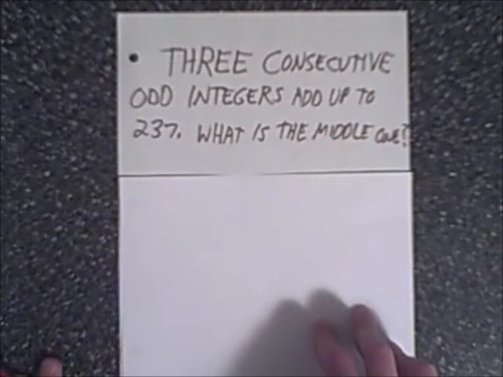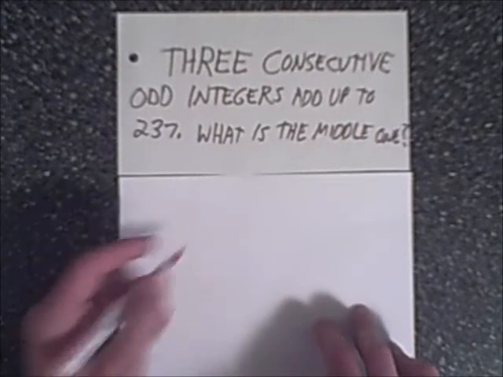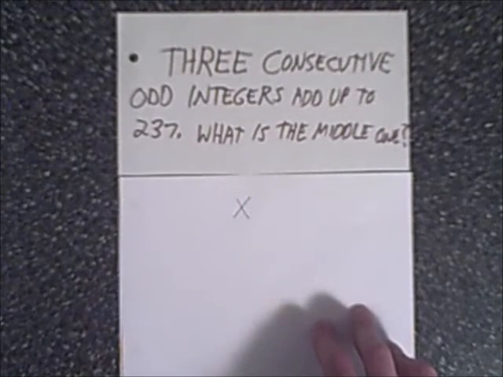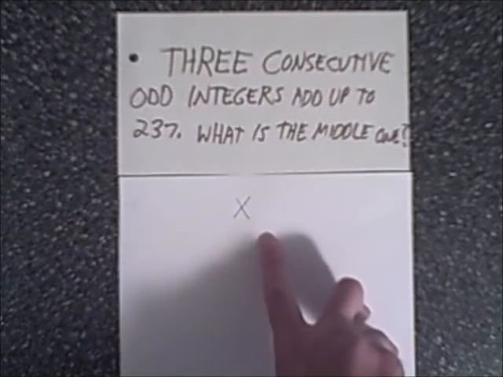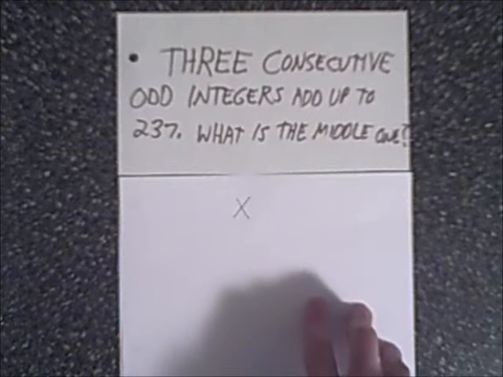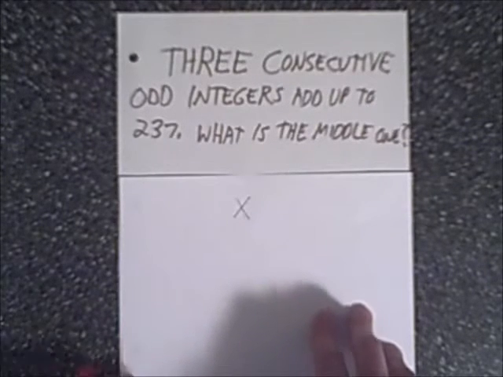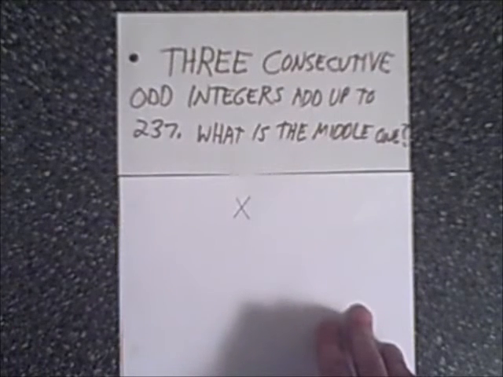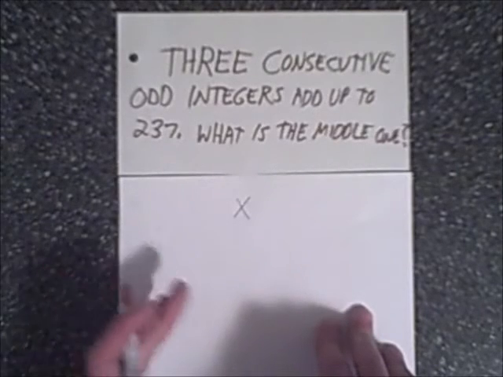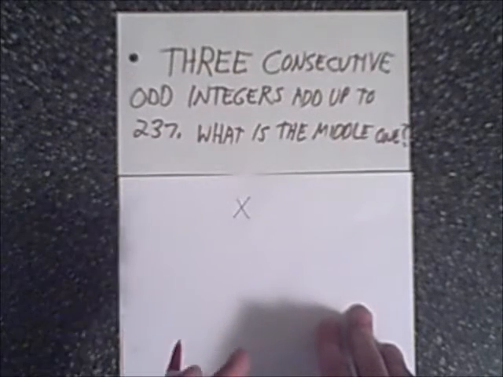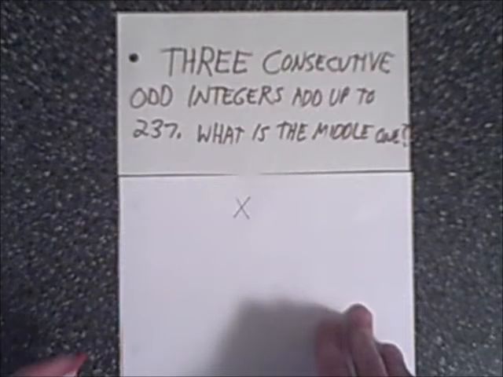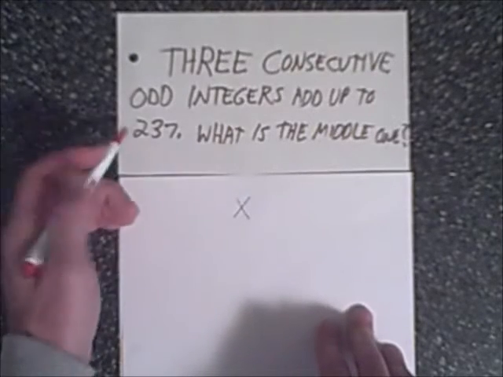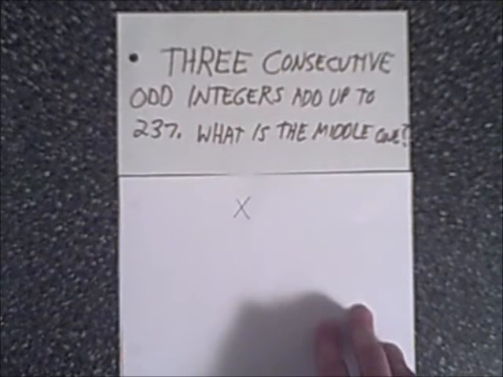So we have 3 consecutive odd integers. So let's call the first one x. Okay. Now, the first one's x. What's the second one going to be? Well, what is a consecutive odd integer? Well, first of all, the integers are all the counting numbers 1, 2, 3, 4, 5, 6, etc., and their opposites, negatives. So if we had an integer of, say, 7, which is an odd integer, the next consecutive odd integer would be 9, and the one after that would be 11, etc., etc.